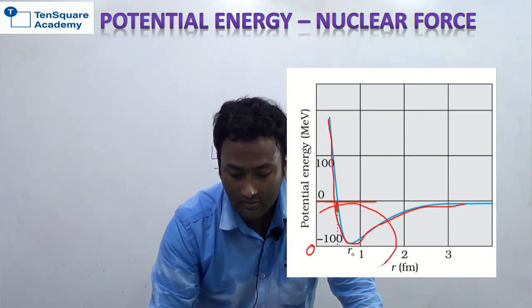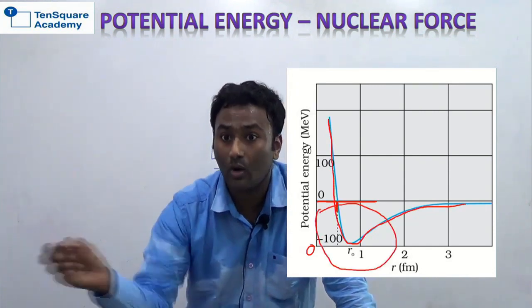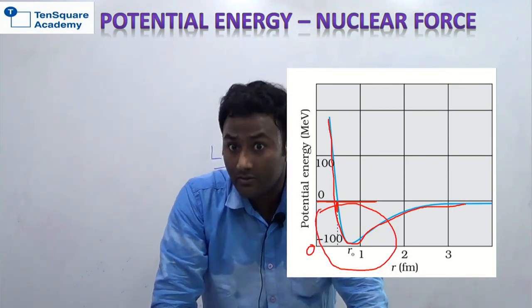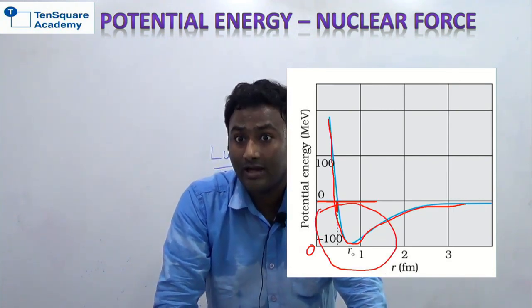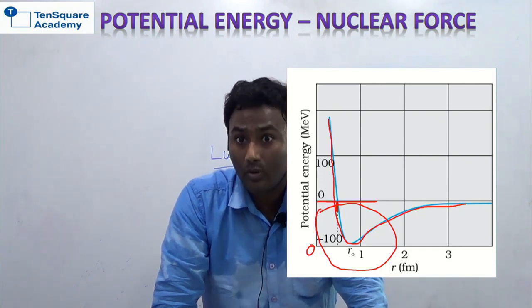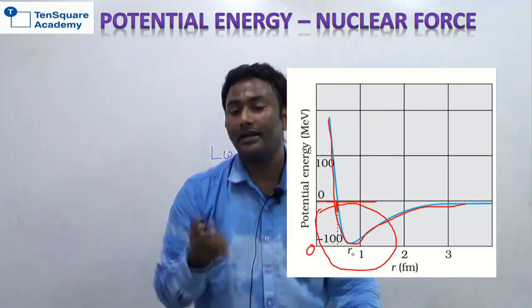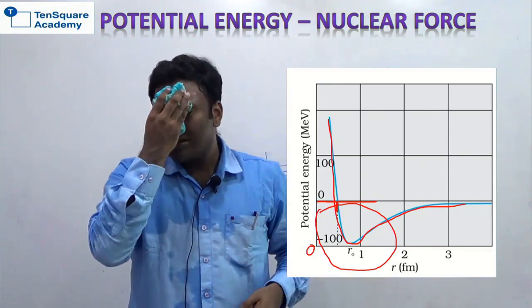So, this region is important for us because that is where the potential energy is negative. When the potential energy is negative, it means that it is stable. Okay. So, a system is said to be stable when the potential energy is negative. So, what is the connection?